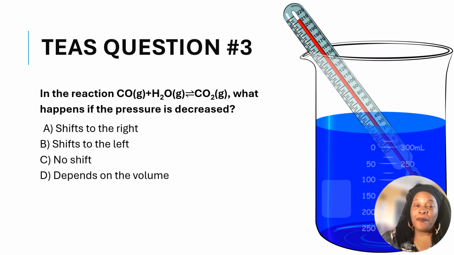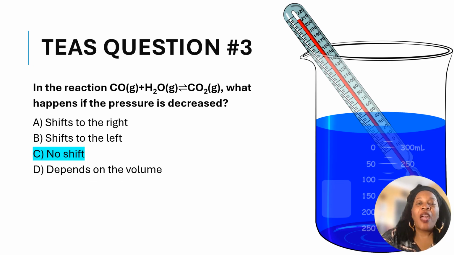Question number 3. In the reaction, carbon monoxide plus water producing carbon dioxide, what happens if the pressure is decreased? A, shifts to the right. B, shifts to the left. C, no shift. Or D, depends on the volume. The correct answer is C, no shift.